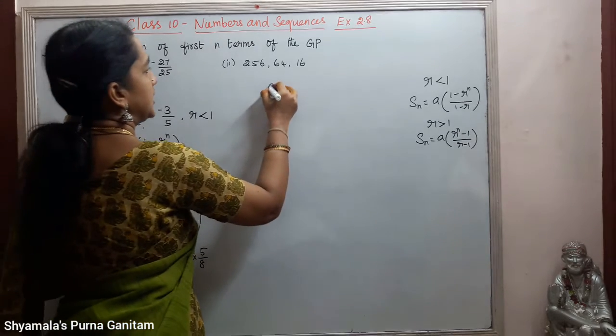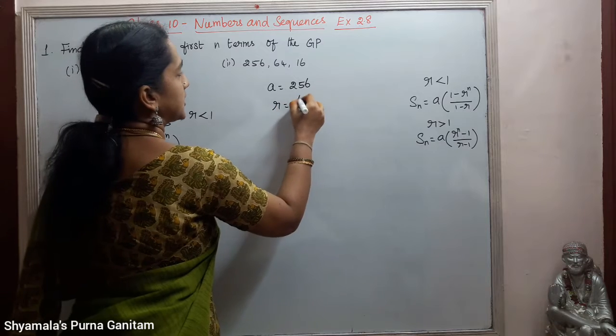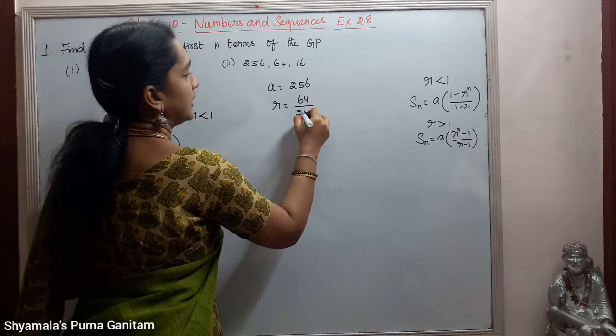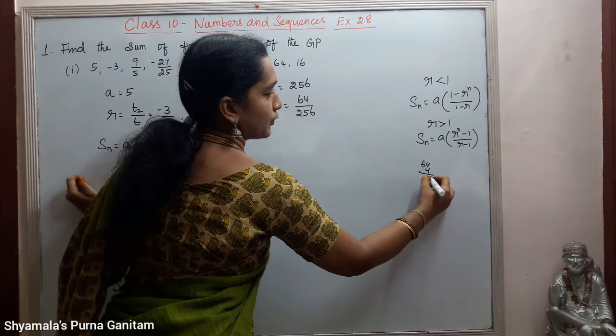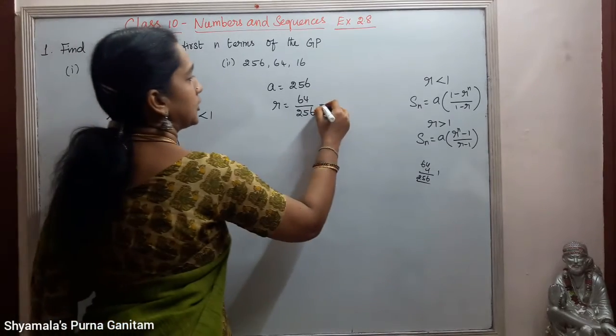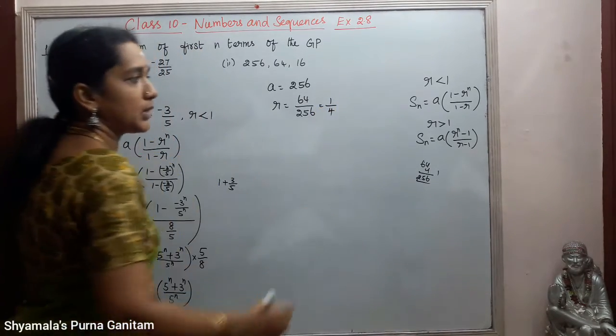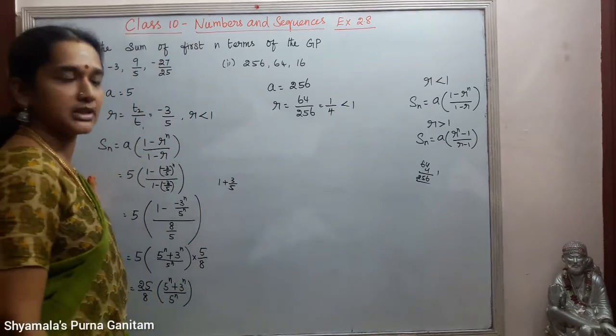Next sum: a is equal to 256 and the ratio is 64 by 256. So 64 into 4 will be 256, 4 fours are 16, we will get 256. So this is equal to 1 by 4. So this 1 by 4 is also less than 1, so we will use the first formula.